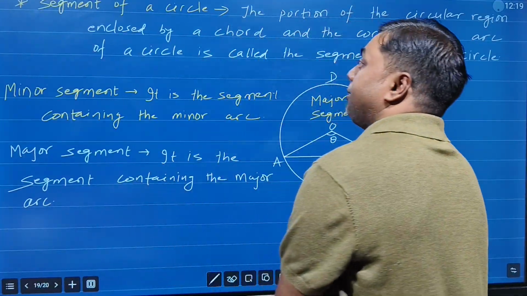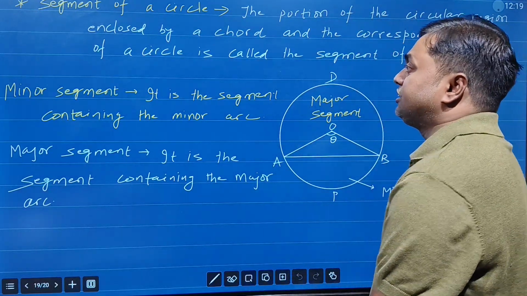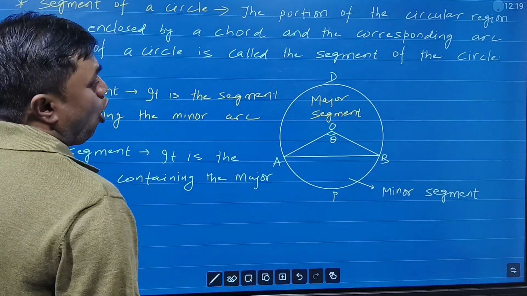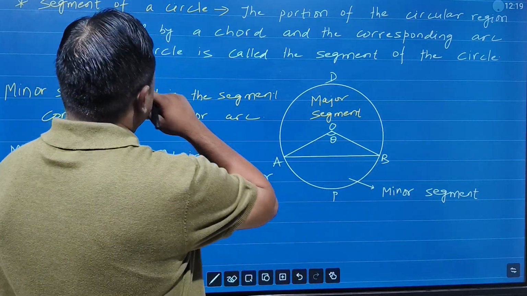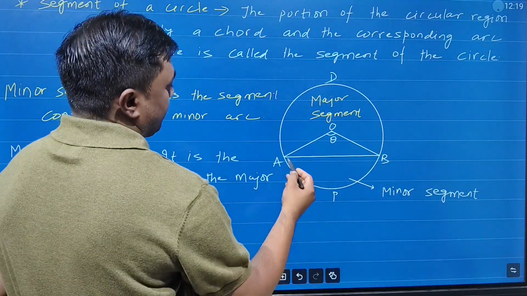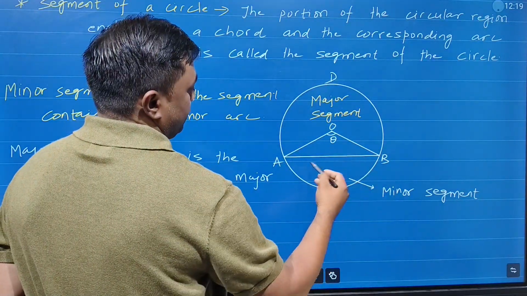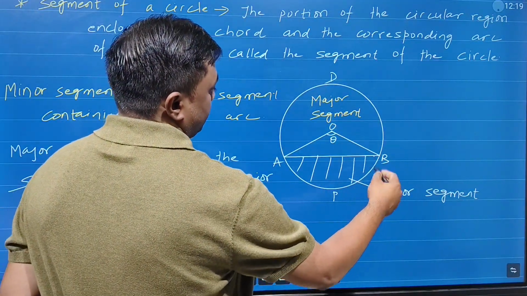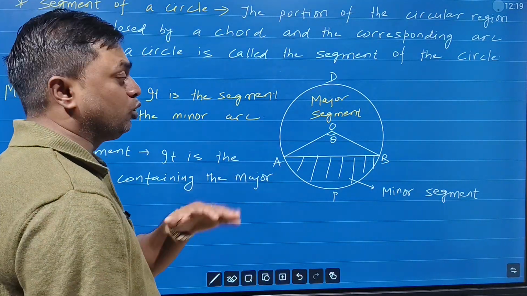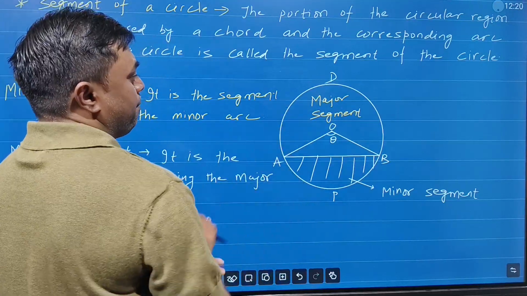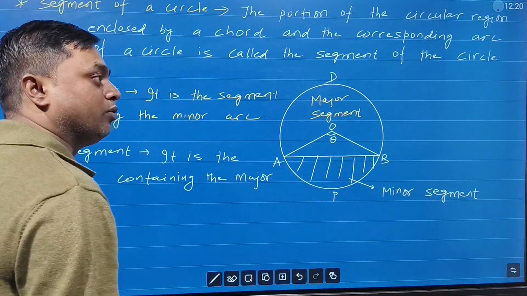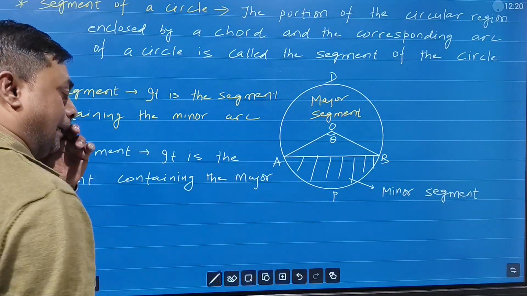Okay, next we will talk about the segment of a circle. What is a segment? The portion of a circular region enclosed by a chord and the corresponding arc. Here AB is a chord, and this is the corresponding arc for this chord AB. So this portion is called a segment of a circle. A chord divides a circle into two parts, the minor segment and the major segment. If the chord passes through the center, it divides the circle into two equal segments, called semicircles. Yes or no?